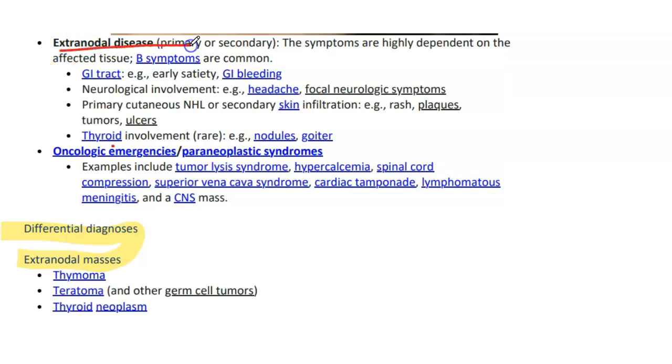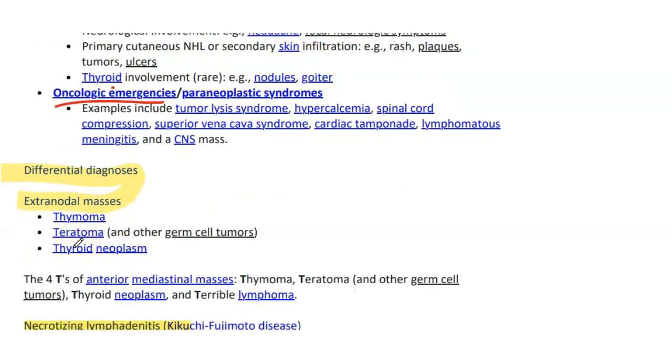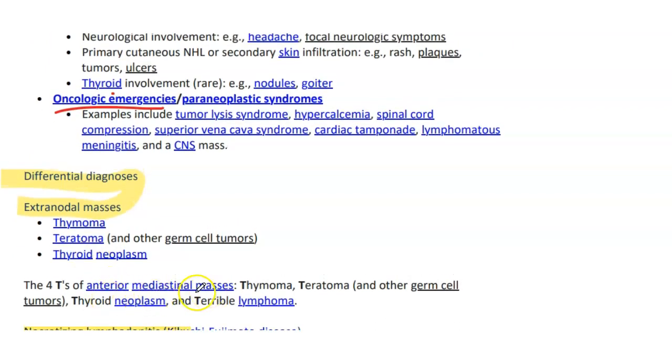Features of the extranodal disease depend on the affected tissue, and B symptoms are common. So GI tract, neurologic involvement, thyroid involvement, and primary cutaneous non-Hodgkin lymphoma or secondary skin infiltration. They can also present as oncologic emergencies. Differential diagnosis: we have the 4 T's of the anterior mediastinal mass: thymoma, teratoma, thyroid neoplasm, and terrible lymphoma.